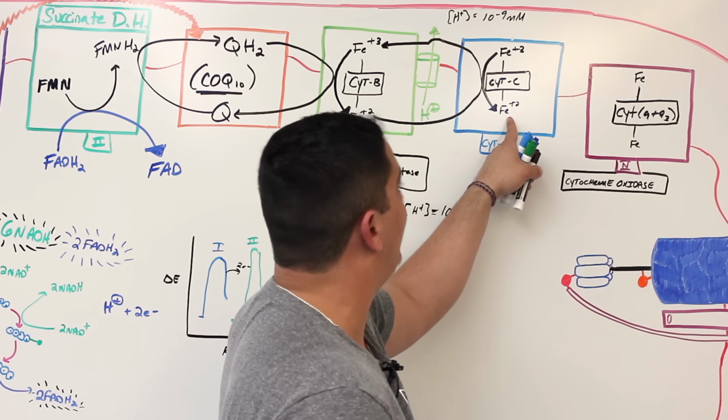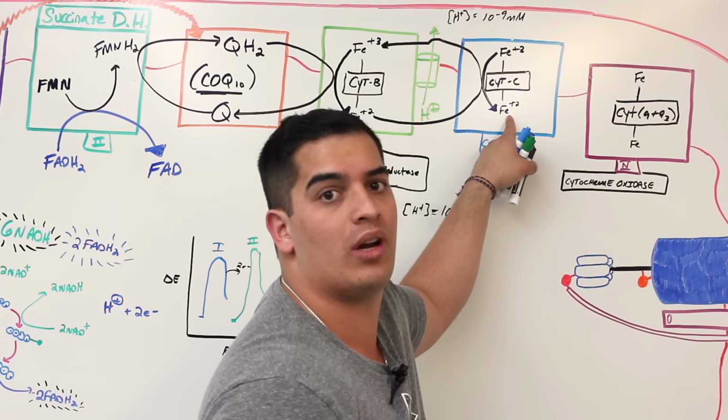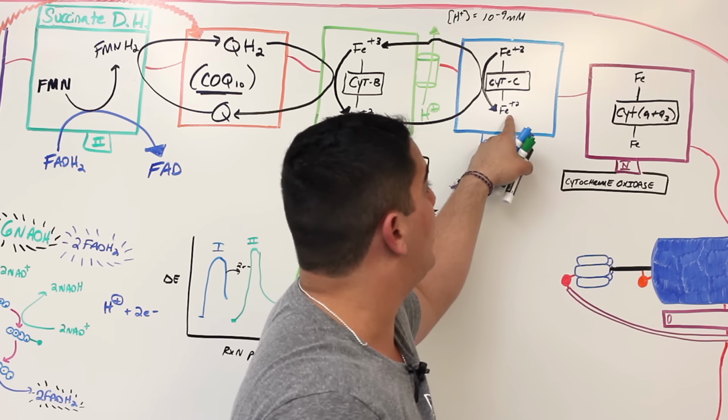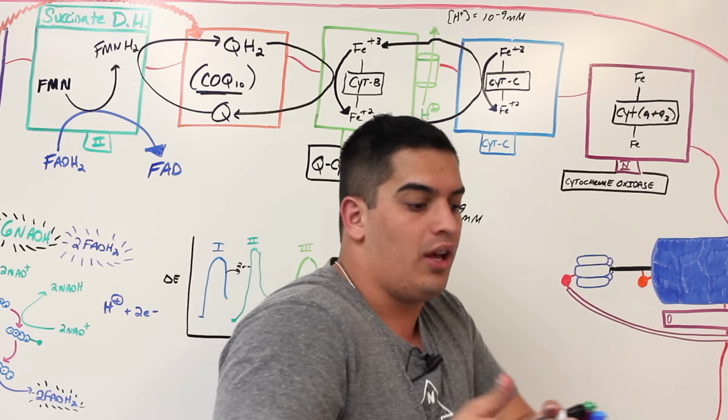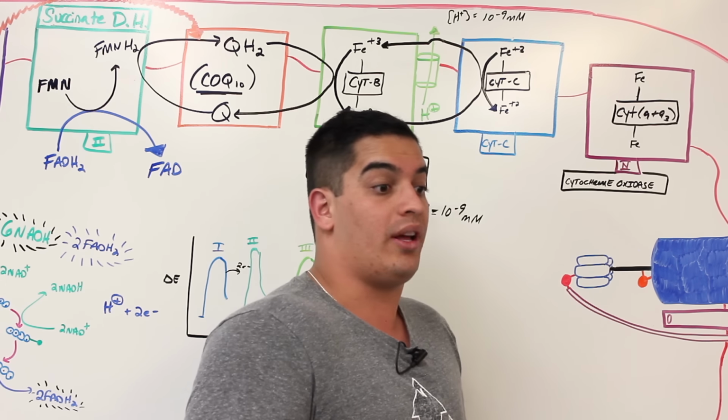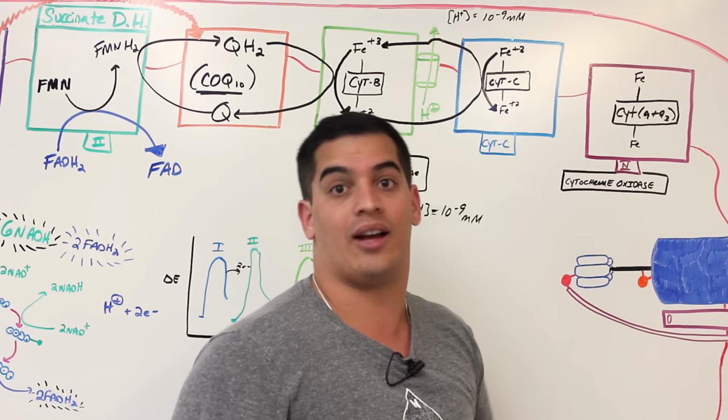So if he's at the +2 state, he's not going to like that. He's at high energy status. He doesn't want to be at high energy status. He's going to take those electrons and pass them on to the next guy. It's just like a game of hot potato, right? I don't want it. Who am I? I'm enzyme complex 1. I'm going to give it to the next guy, coenzyme Q.